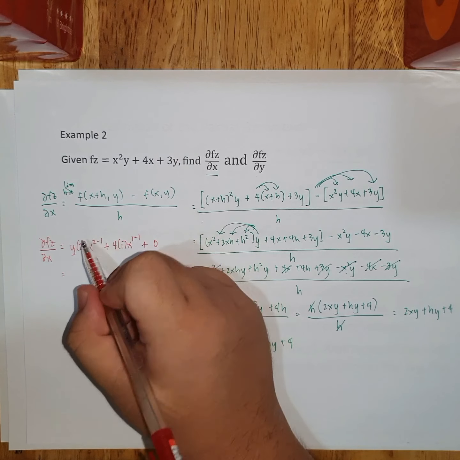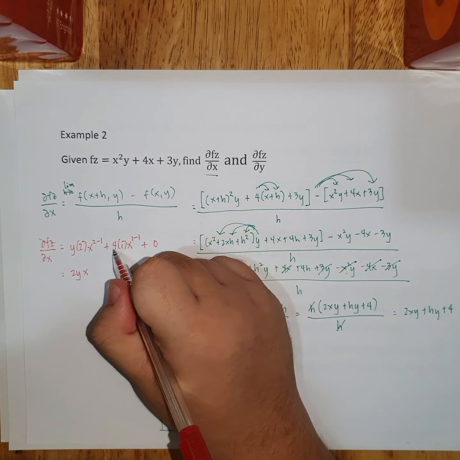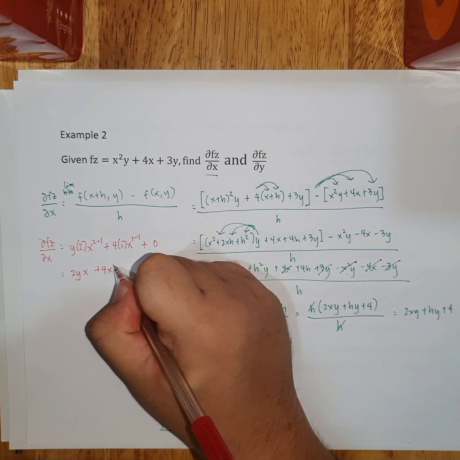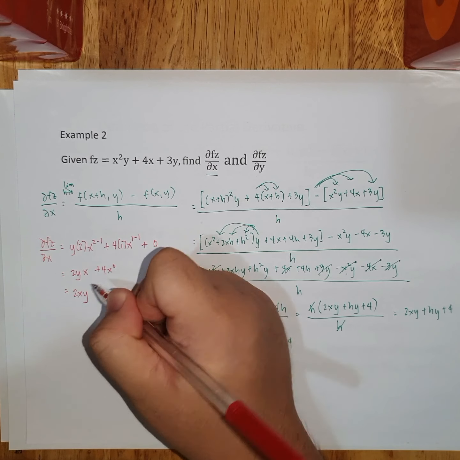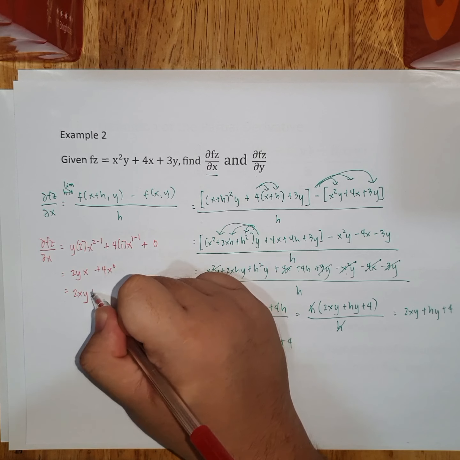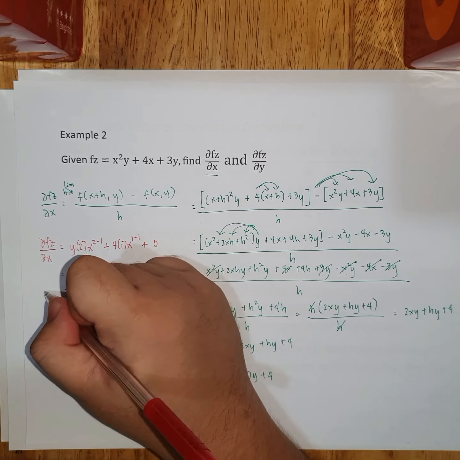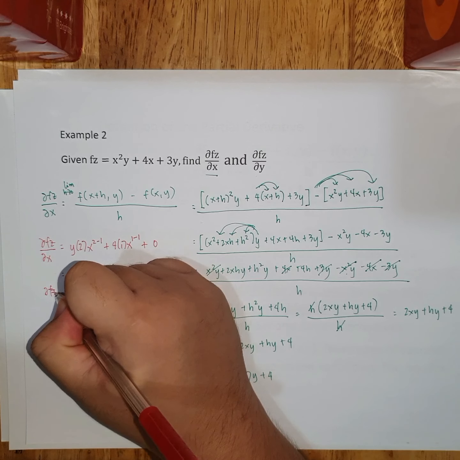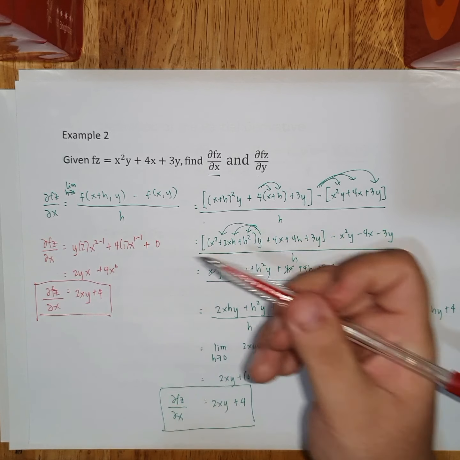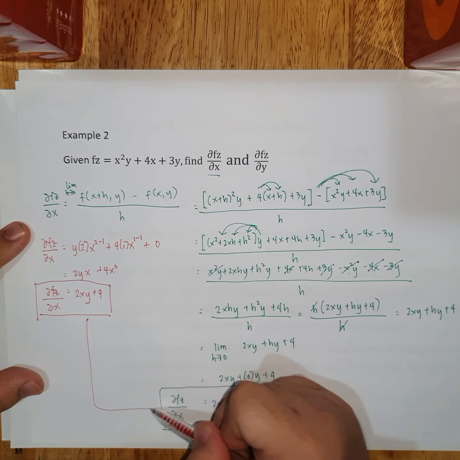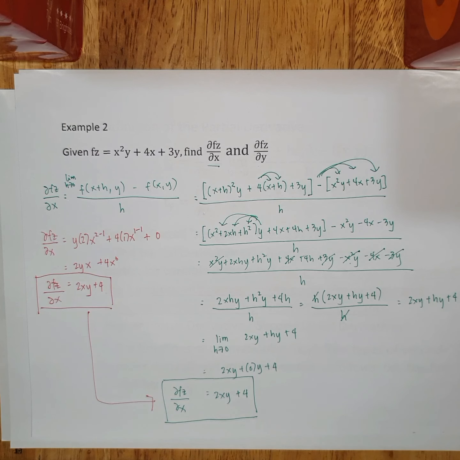Then ito, since si third term is constant, derivative ng constant is 0. Okay, so simplify natin to. Ito will be 2yx plus 4x raised to 0. Then arrange natin to. So magiging 2xy, then 4 x raised to 0 is 1, so 2xy plus 4. So ito na yung derivative natin ng function z with respect to x. Okay, so 3 lines para i-prove yung same answer nung first method natin.